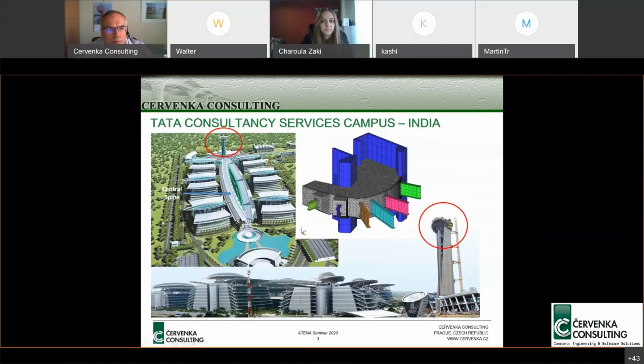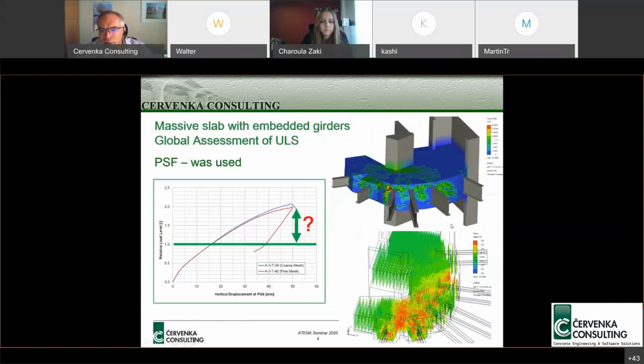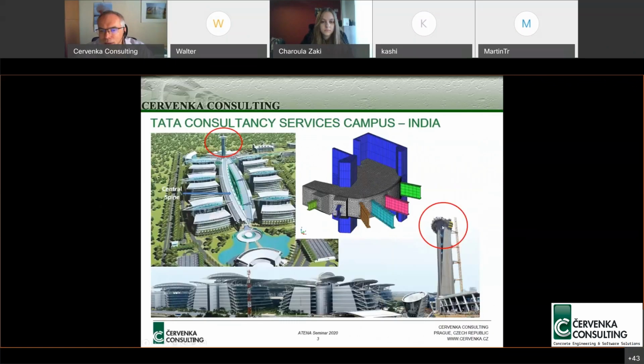So we participated in a small consulting project. The topic there was to check this structural element, which was a floor slab on top of this building, where the way I understand it, the management was supposed to sit and look over the campus. So this was a very thick slab with some steel elements attached to a very thick concrete slab.